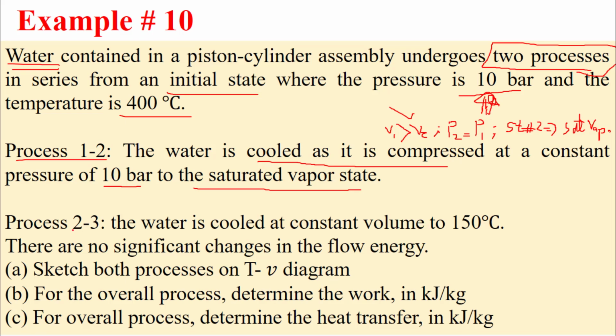Process 2 to 3, what do we have? The water is cooled, still we are doing cooling at a constant volume, so V2 equal V3, 250 degrees Celsius. So there is no significant change in the flow energy. Sketch both processes on TV. I will add also PV.